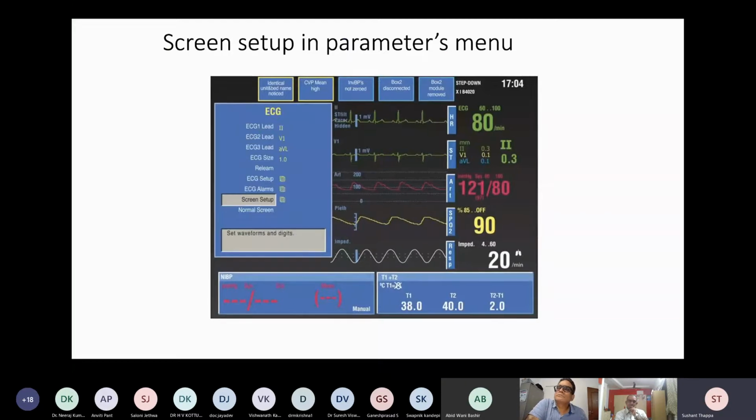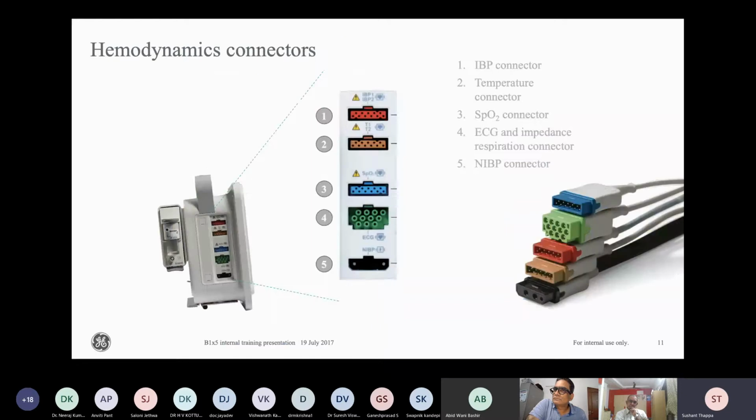You can then of course use screen setup to configure different leads and different waveforms accordingly. So I just wanted to put it out there, in the interest of full disclosure. This is what I was talking about.